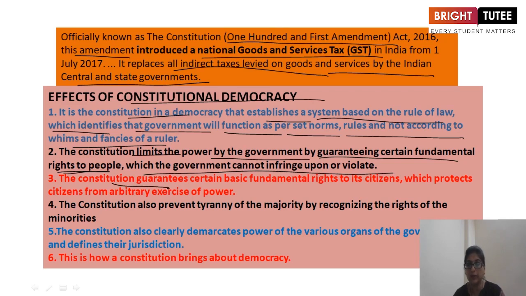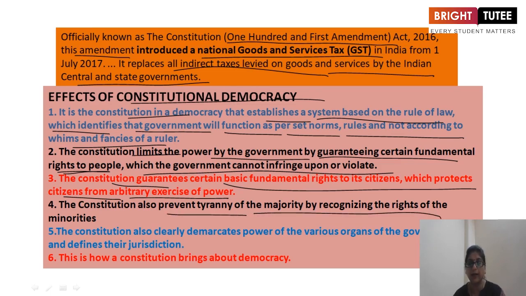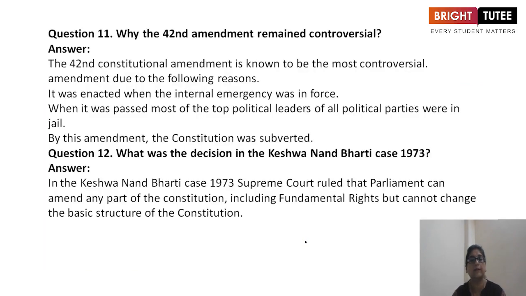And the constitution guarantees certain basic fundamental rights to its citizens, which protects citizens from arbitrary exercise of powers. The constitution also prevents tyranny of the majority by recognizing the rights of the minorities. And the constitution also clearly demarcates the power of the various organs of the government and defines their jurisdiction. And this is how a constitution brings about democracy.